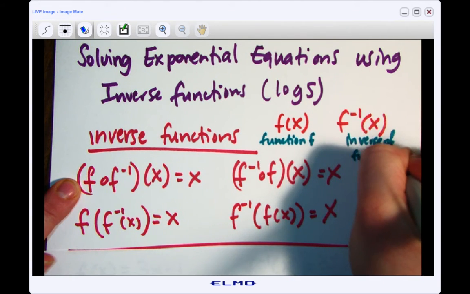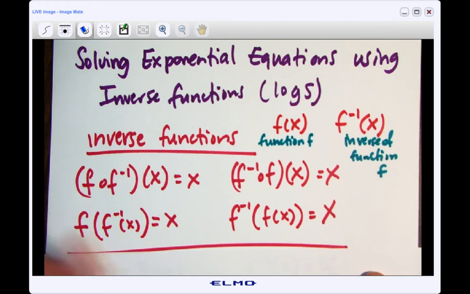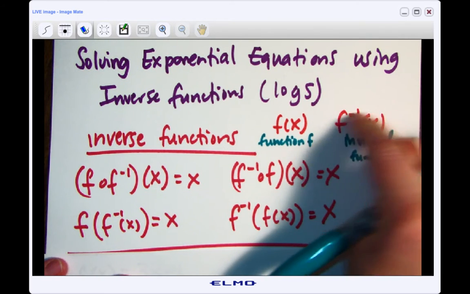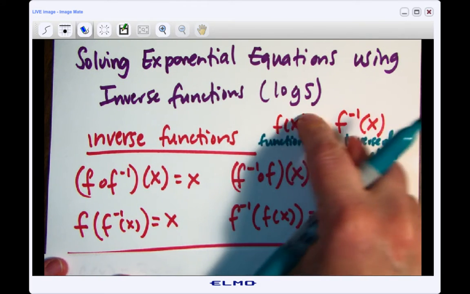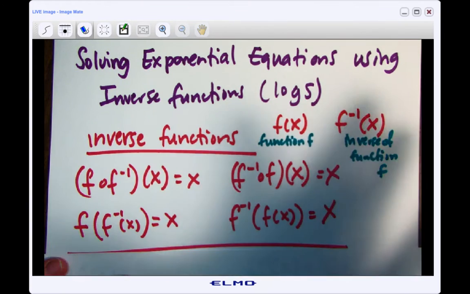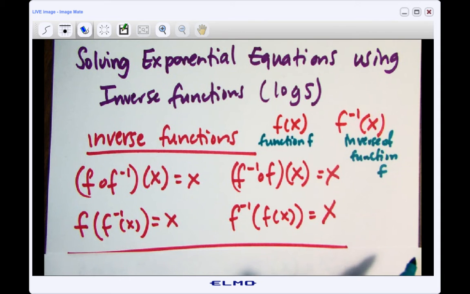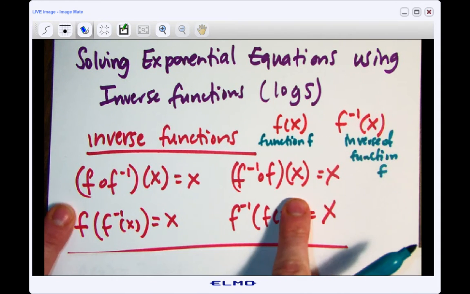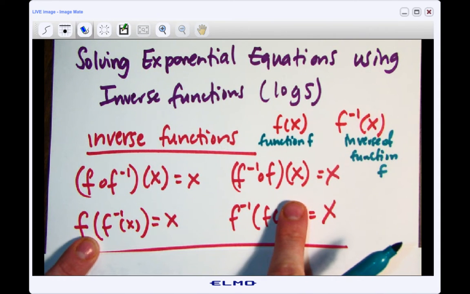And these are just names. It looks like a funny notation. This all means the y value of my function f. This means the y value of my function f, so the function value of my function and the function value of my inverse function. All right. And this notation, if you remember, talks about combining functions.